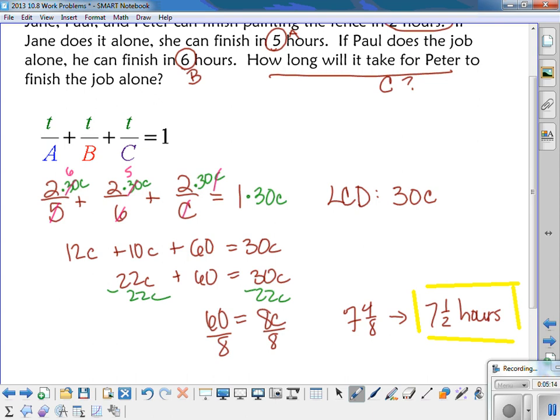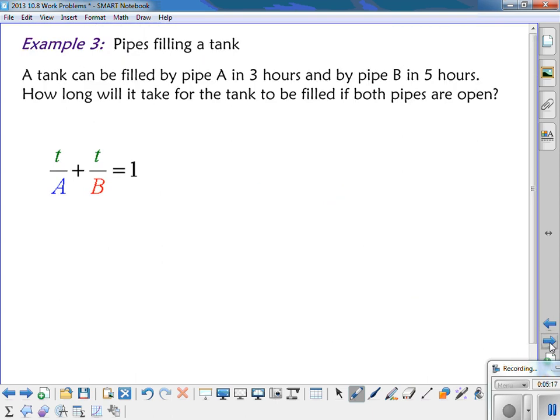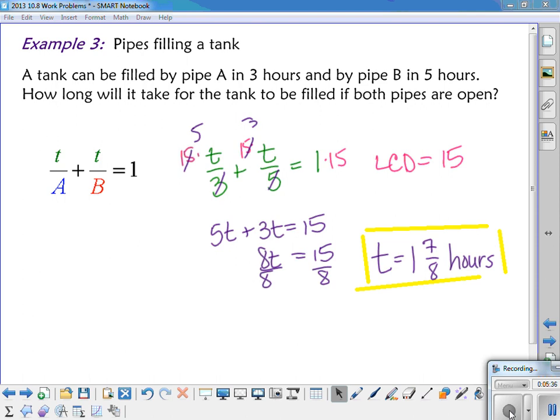All right, now let's take a look at some pipes filling a tank. All right, the tank can be filled by pipe A in 3 hours and pipe B in 5 hours. How long will it take to be filled if both pipes are open? So why don't you guys try setting this one up yourselves and then solving it. Okay, so when you set it up, it should have been T over 3 plus T over 5 equals 1. 15 was the lowest common denominator, and you end up getting 1 7/8 hours.